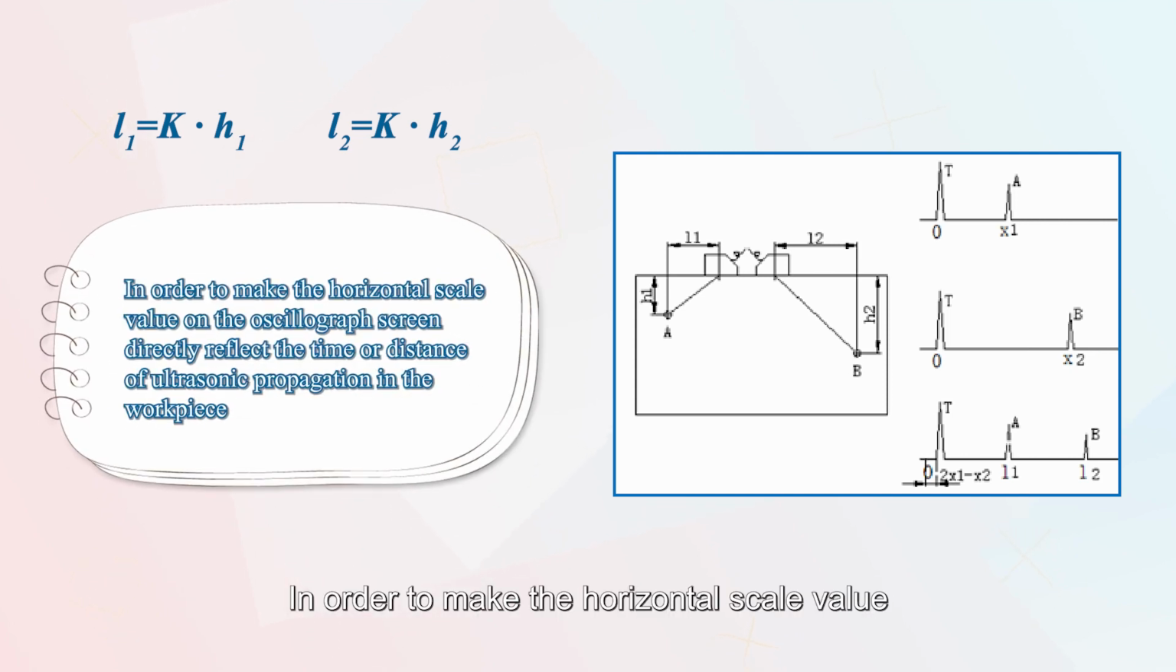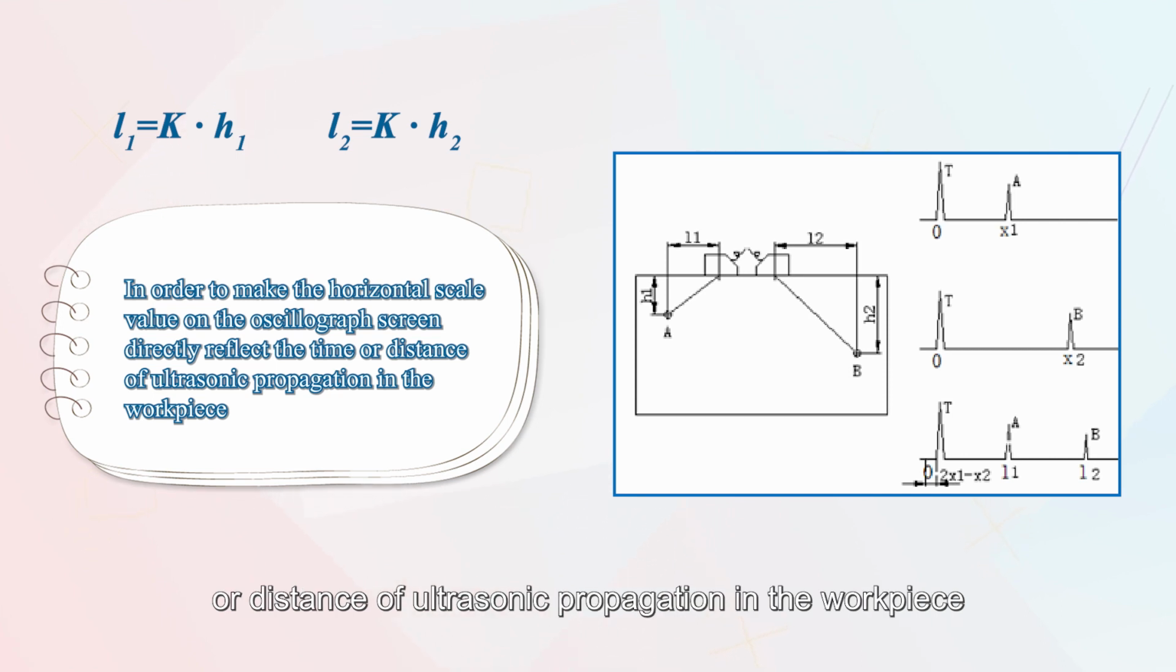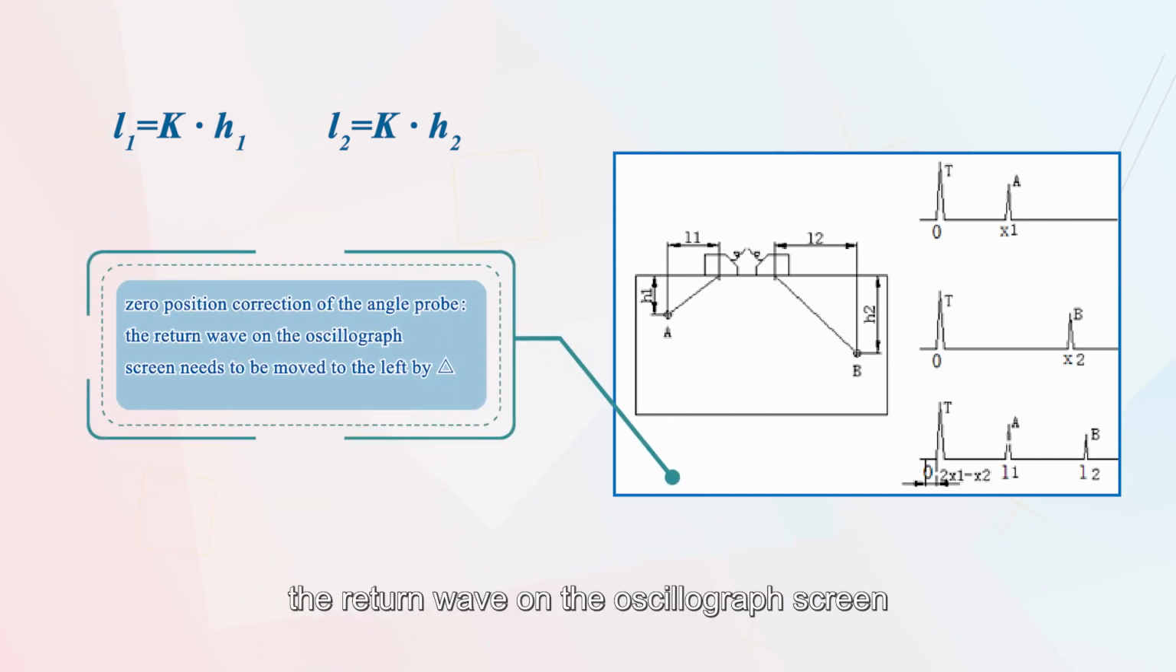In order to make the horizontal scale value on the oscillograph screen directly reflect the time or distance of ultrasonic propagation in the workpiece, the return wave on the oscillograph screen needs to be moved to the left. As you can see here, this operation is called zero position correction of the angle probe.